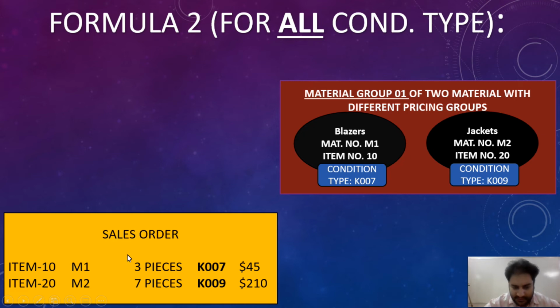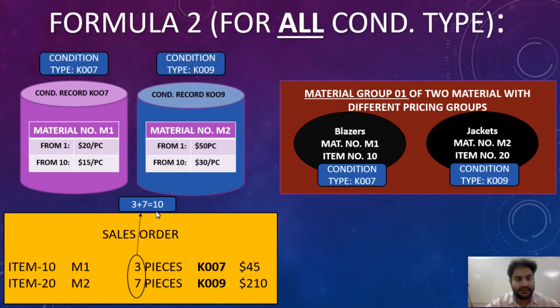Okay. Similarly here 3 plus 7 is equals to 10. As it is a group condition, both K007 is also applied on material group 1 and K009 is also applied on material group 1. Therefore, both of them are group conditions. As both of them are group conditions, the total order quantity we will consider, that is 10. So let us see the condition records. For condition type K007 there is one condition record. For condition type K009 there is another condition record.